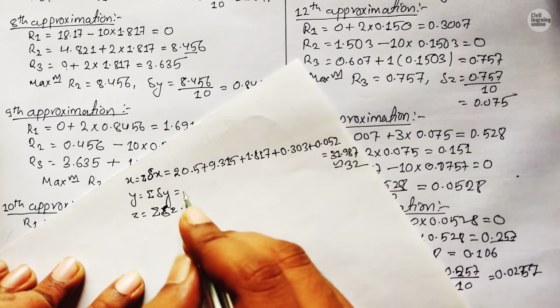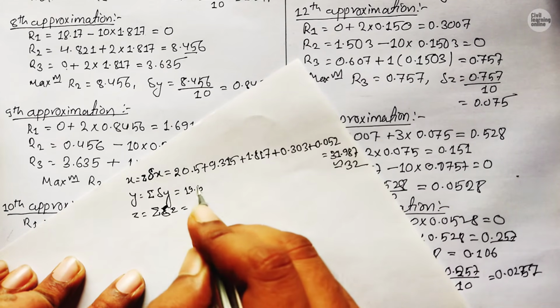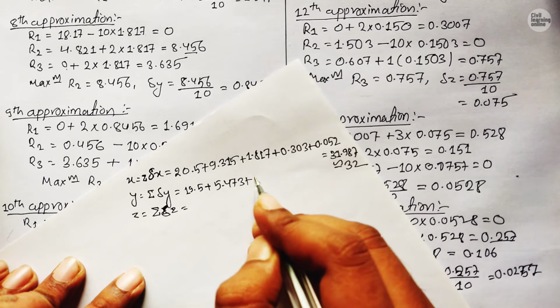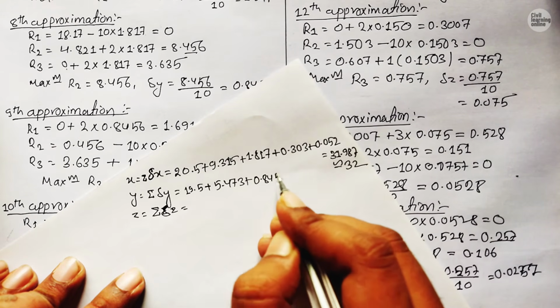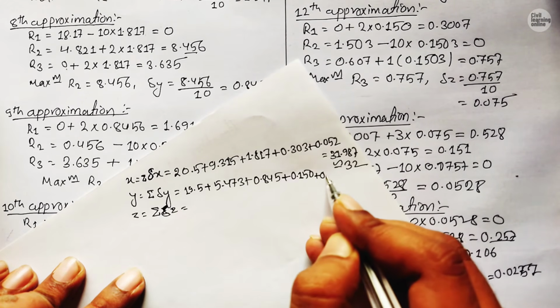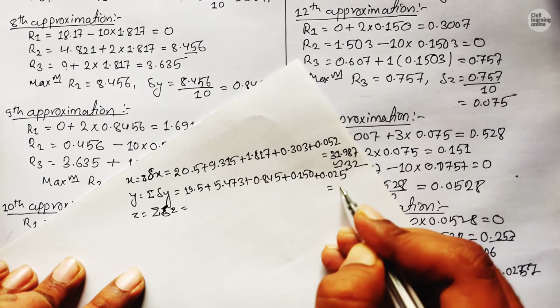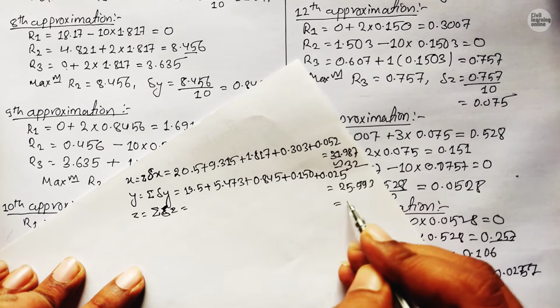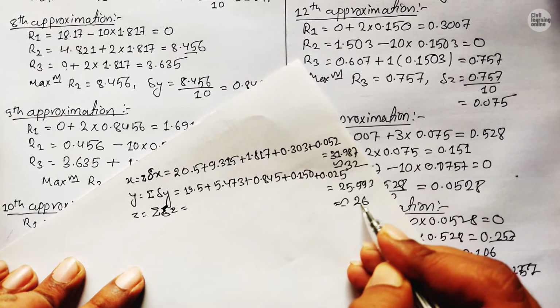Similarly, summation del Y will be equal to 19.5 plus 5.473 plus 0.845 plus 0.150 plus 0.025 equals 25.993, which is approximately equal to 26.